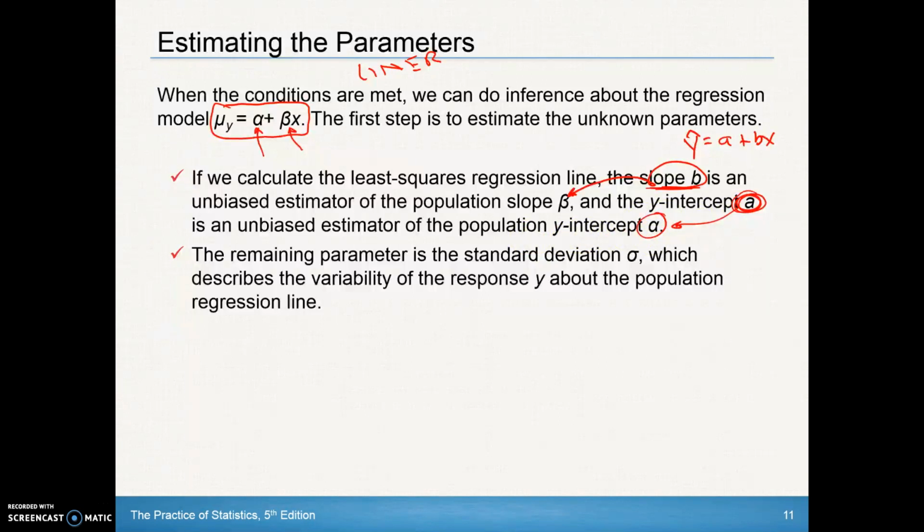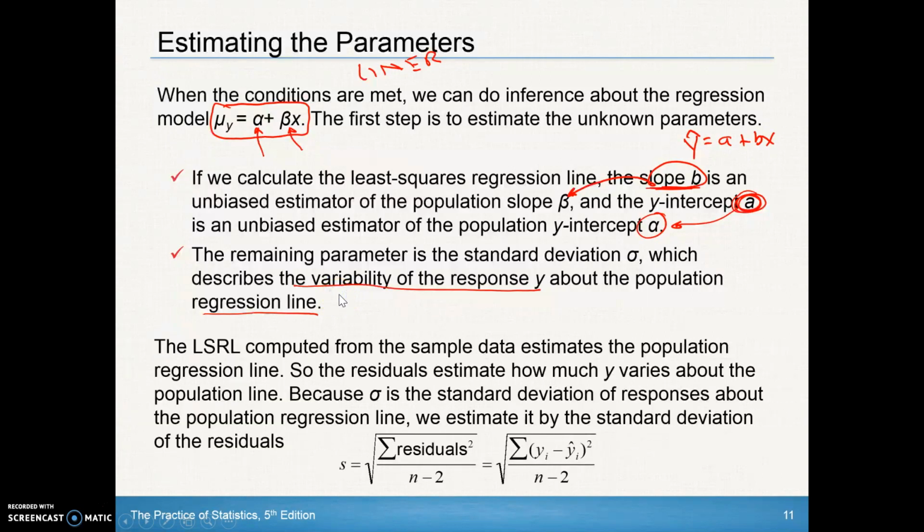The remaining parameter is the standard deviation sigma, which describes the variability of the response y about the population regression line. So it's kind of the standard deviation of our residuals. The least squares regression line computed from the sample data estimates the population regression line. So the residuals estimate how much y varies about the population line. That's what I was just mentioning.